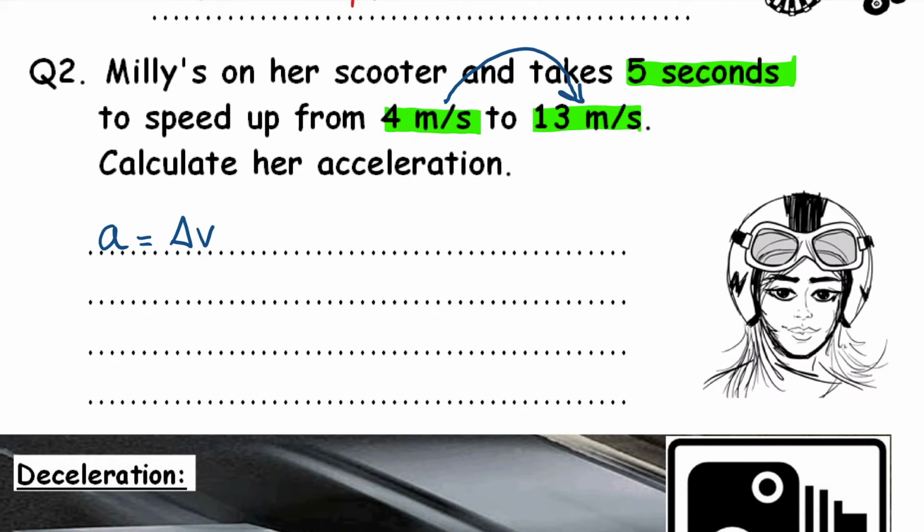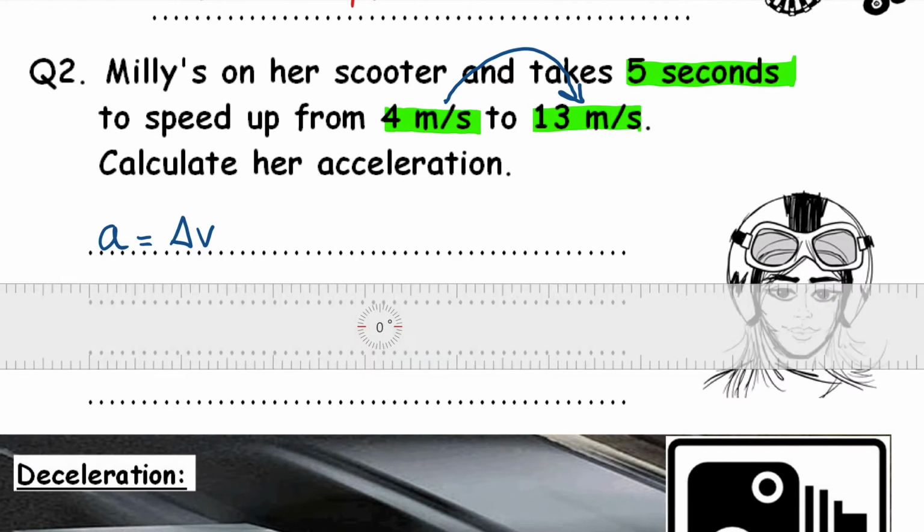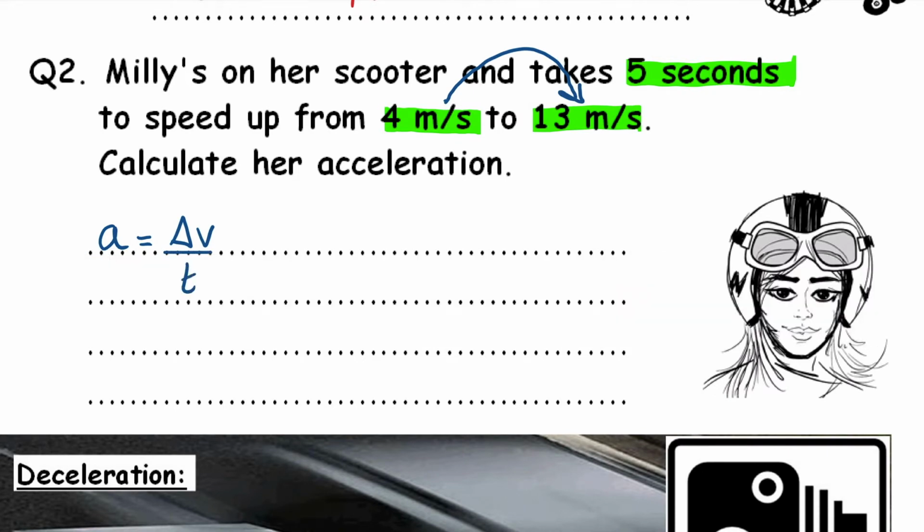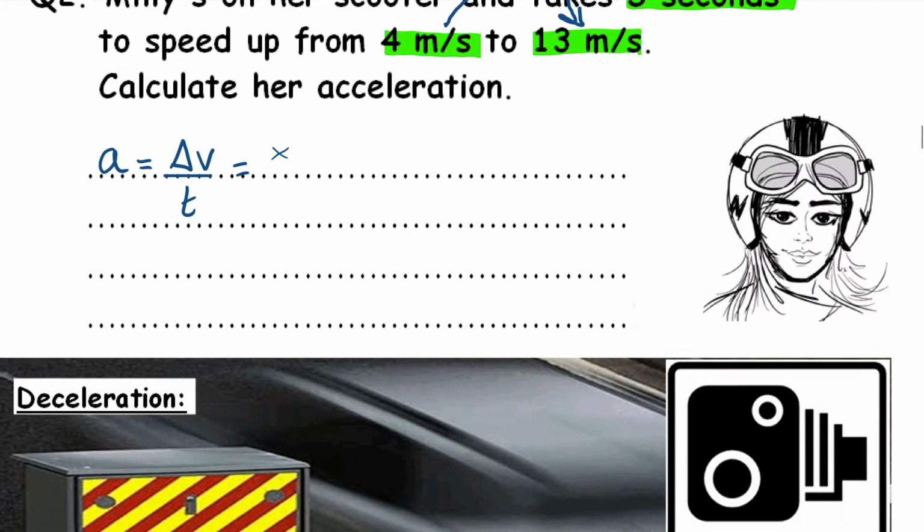So what's the change in velocity from 4 to 13? I'll just finish off that equation. Scaffold it for you slightly. Time. So that 4 to 13, you work that out and you put that number there. I'm not going to say any more.